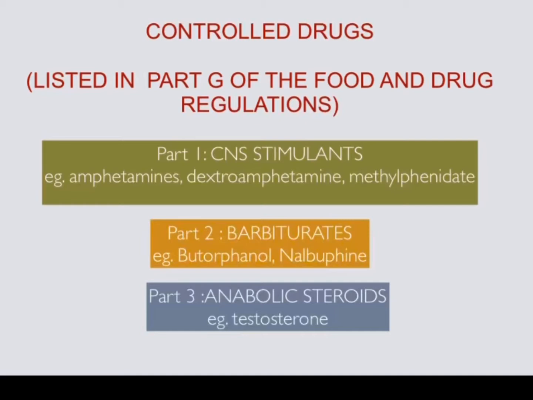Part 2 has barbiturates. Barbiturates are normally sleep-inducing agents, tranquilizers, sedatives, hypnotics, anesthetics, etc. Some examples are butorphanol and nalbuphine. And Part 3 has anabolic steroids or androgens. An example is testosterone.